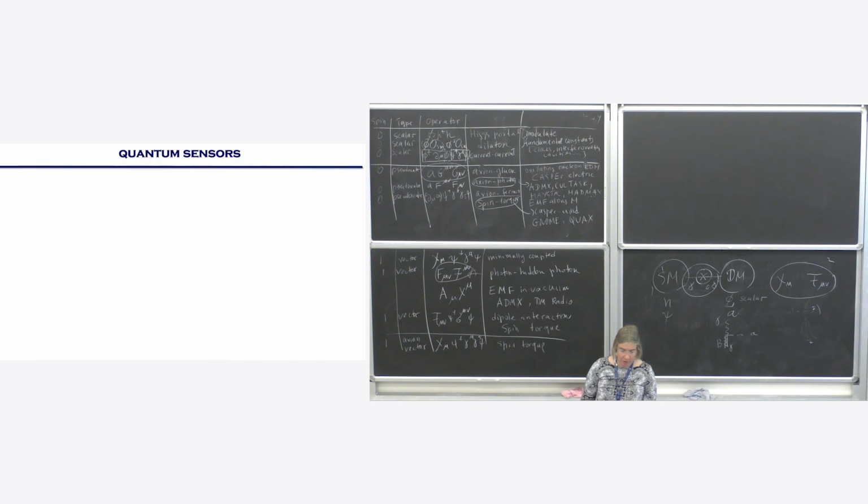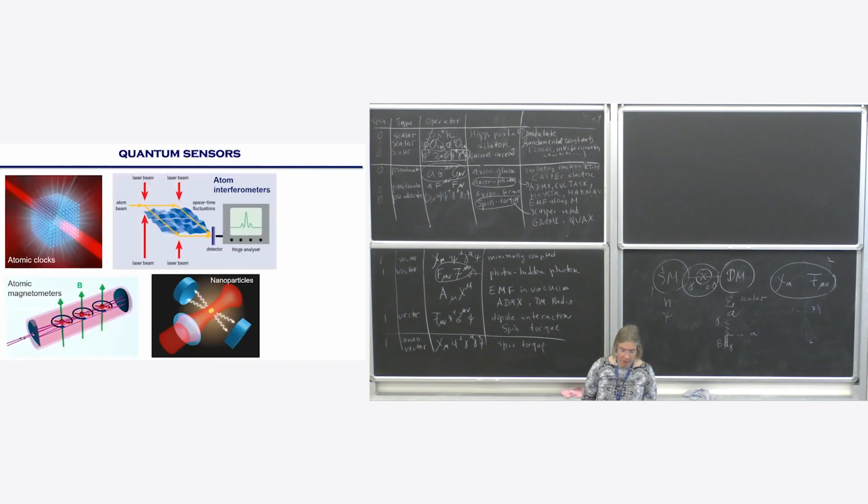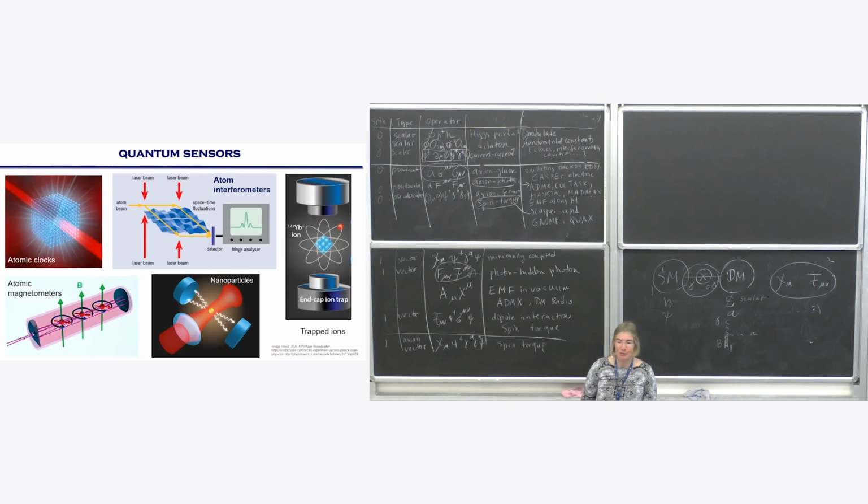Okay. So generally, I will talk more about clocks, but before I do that, I wanted to give a picture of what we mean by different quantum sensors. Clocks measure frequency. Magnetometers measure magnetic field. Atom interferometers measure phase. Trapped ions can measure electric field. And nanoparticles can measure forces, a physical force in this case. And between all of these, you pretty much cover all of the effects which are written here.